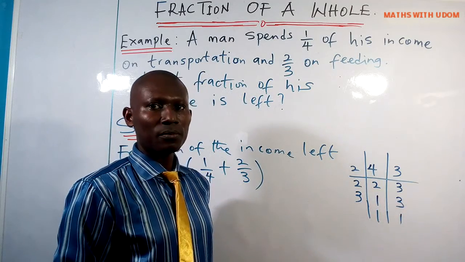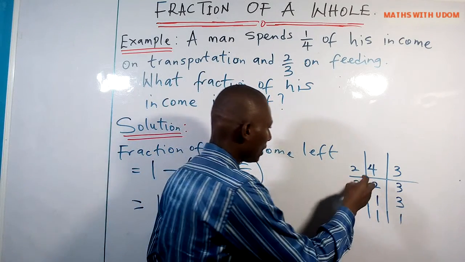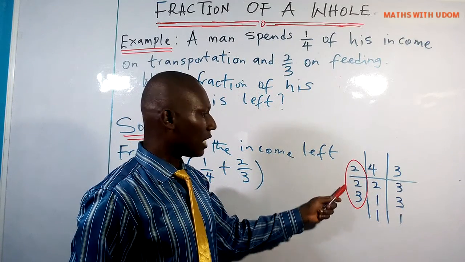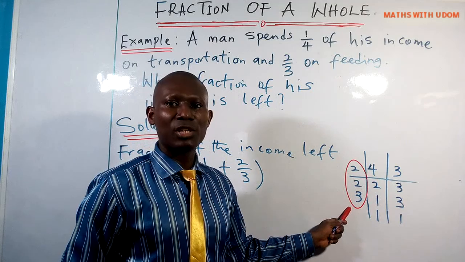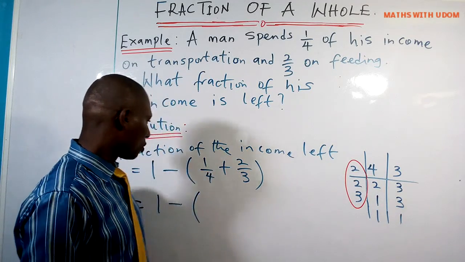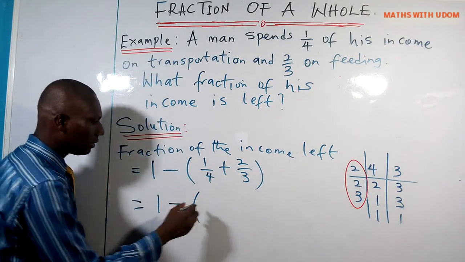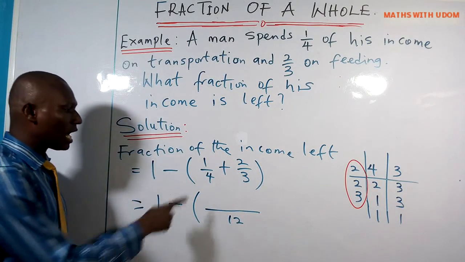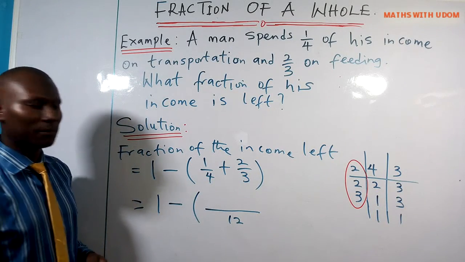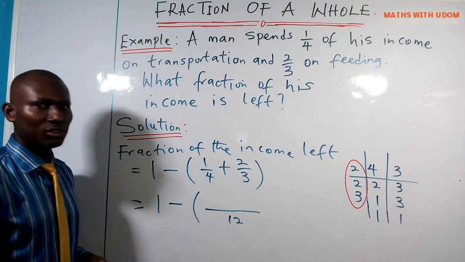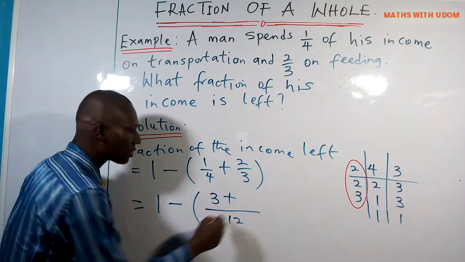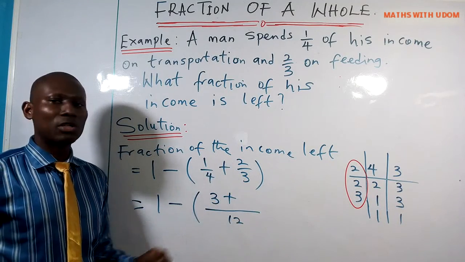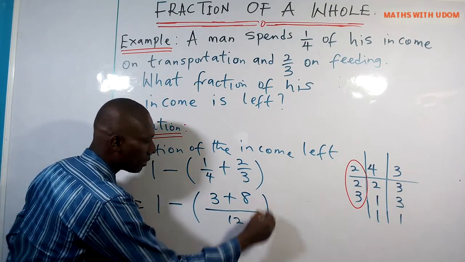So we multiply the factors outside to get our LCM. 2 times 2 is 4, and 4 times 3 is 12. So our LCM is 12. Then we come here and write the division line, and write our 12. How many 4 can go through 12? 3. So 3 times our numerator 1 is 3. Plus, how many 3 can go through 12? 4. 4 times our numerator 2 is 8. Then we close the bracket.